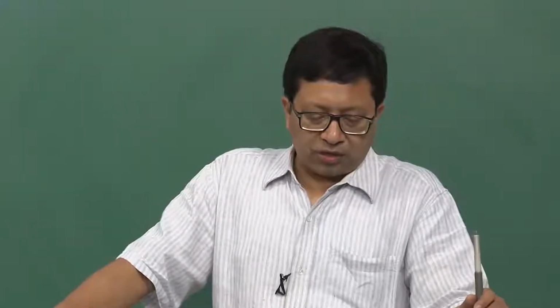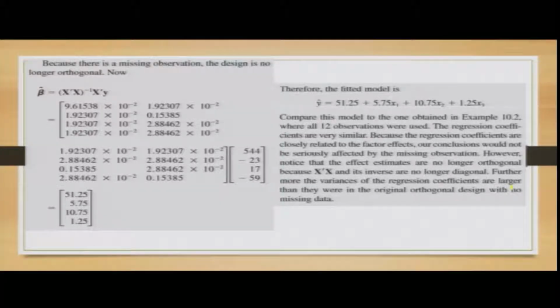Because there is a missing observation, the design is no longer orthogonal. When we find it out, the beta hat values come out to be 51.25, this is beta naught hat, beta 1 hat is 5.75, beta 2 hat is 10.75, beta 3 hat is 1.25. Therefore, the fitted model is obviously there would not be an error term.